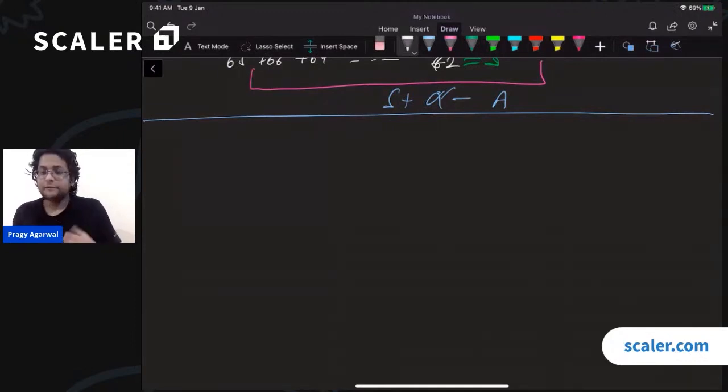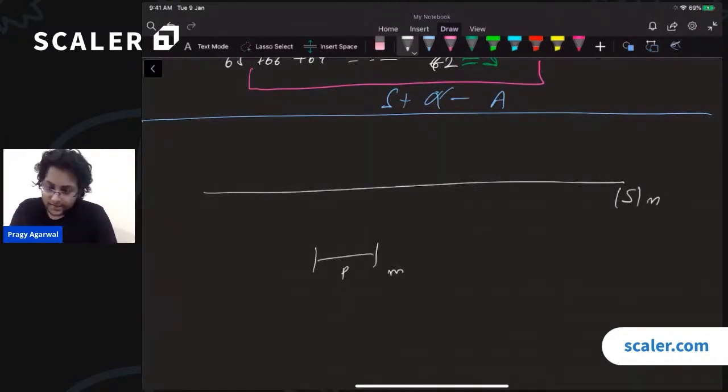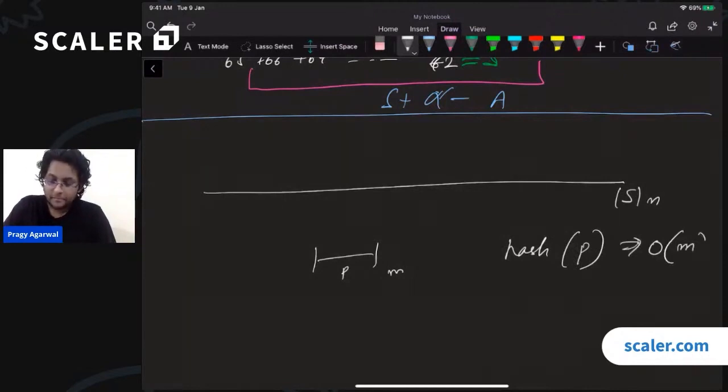Let us first see that once we have this, what will be the time complexity of our total overall algorithm? So I have this large string S of size n, and some pattern P of size m. First of all, I will calculate the hash of P. How much time will that take? That will take order of m time, because I have to go through each of the characters.